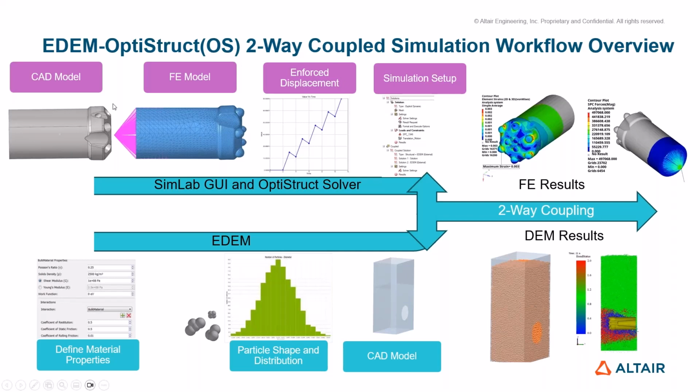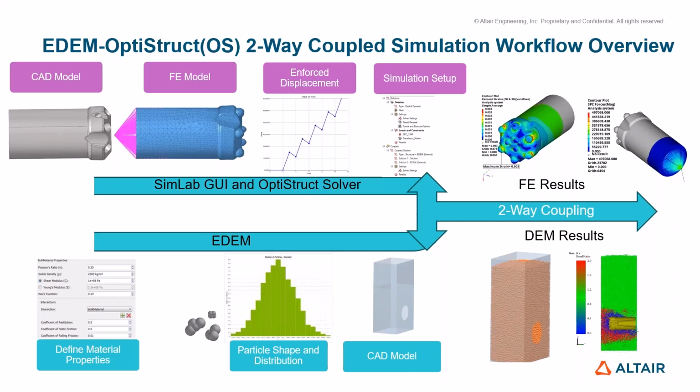To start with the FEA simulation, we need the CAD model of the equipment, for example, in this case, a tunnel bit, and we mesh it depending on the criticality of the simulation. Then once you mesh it and establish the necessary connections and contacts, we have to define a motion or the force as an input condition, and then there will be a simulation setup.